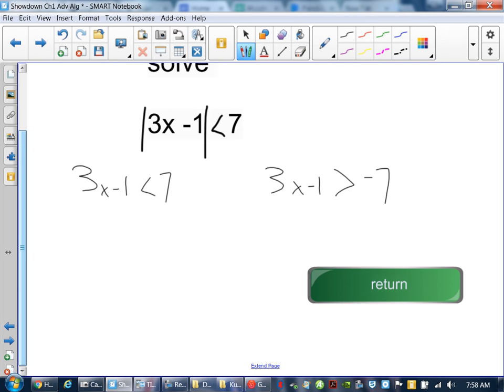Add 1, divide by 3. Add 1, divide by 3. Somewhere in that general vicinity. Okay. Just trying to see if you remember about that, not the end of the world. Okay? Did I math wrong?